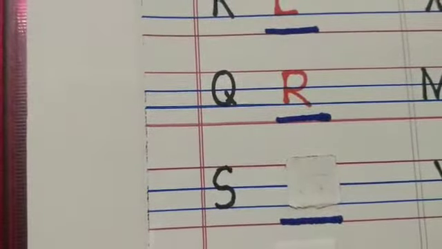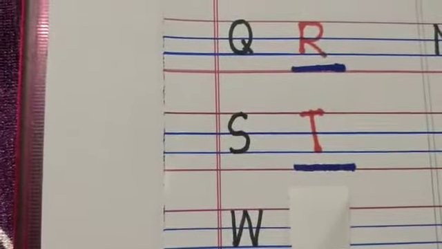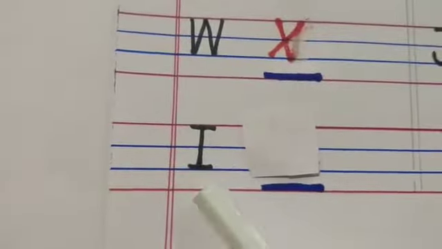Capital R. After Q, capital R. Which letter is this? Capital S. What comes after capital S? Capital T. After S, capital T. The next you can see here is W. What comes after capital W? Capital X. Which letter is this? Capital I. What comes after capital I? Capital J. Okay, children? In this way, we will see what comes after these letters.